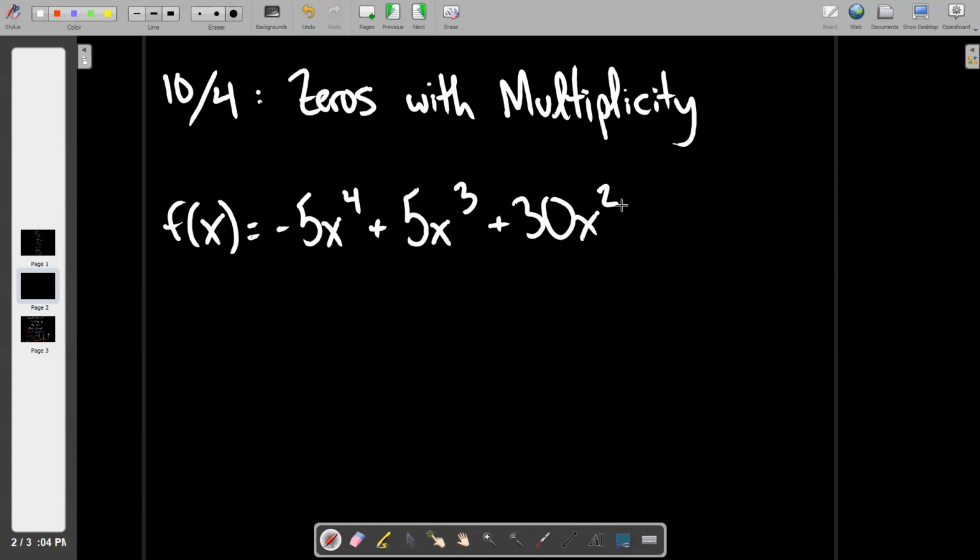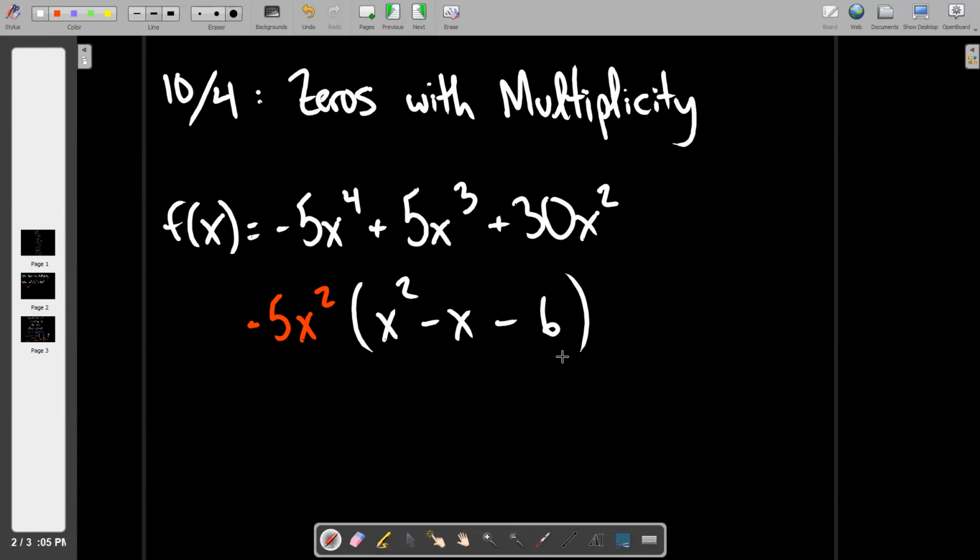You look at that, and at first glance, you're like, been there, done that, right? What do we do first? Yeah, pull out that GCF, which is definitely a negative. And what else? We can get a 5, and we can get a pair of x's. So the perfect GCF is negative 5x squared. And then the remaining polynomial is what? You got it, yep, -6. Good job. Good teamwork there.